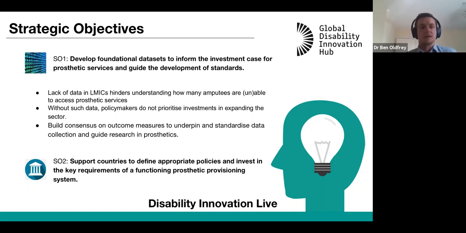So some key points here, and please do read further in the document on this. Again, it's the lack of data on understanding how amputees are unable to access services and what that demand could be. And without such data, policymakers are not going to prioritise investments, and neither are private investors. More on the product development side, if consensus can be built on what these outcome measures could be to underpin and standardise the data collection that we're suggesting, it would help. And also to guide research and development of devices. So the next one, number 2, around the governmental level, wanting to support countries to define appropriate policies to invest in the system. Next slide, please.